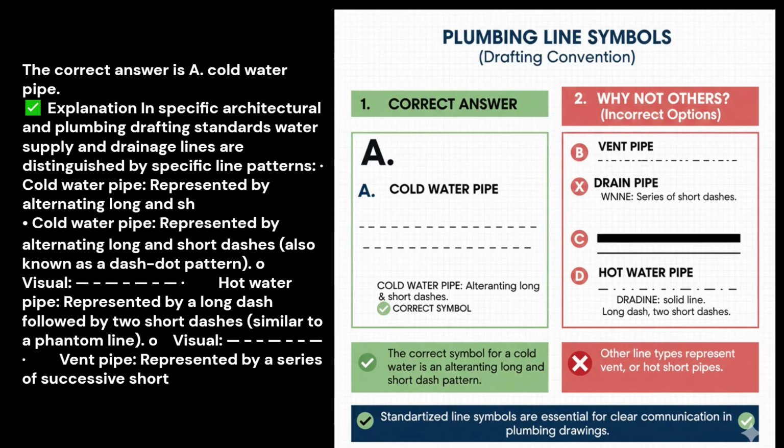Why this might be confusing. While many modern CAD standards simply use solid lines labeled CW or HW, traditional drafting and standardized exam banks, such as the Master Plumber Elements Bank, rely on these specific dash patterns to identify the pipe's function without text.